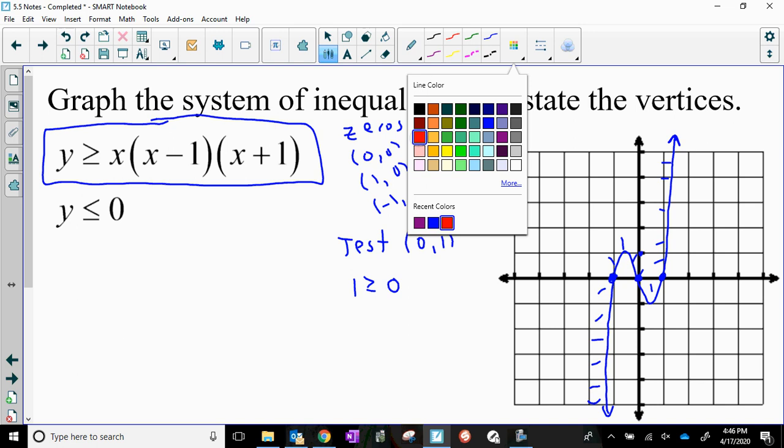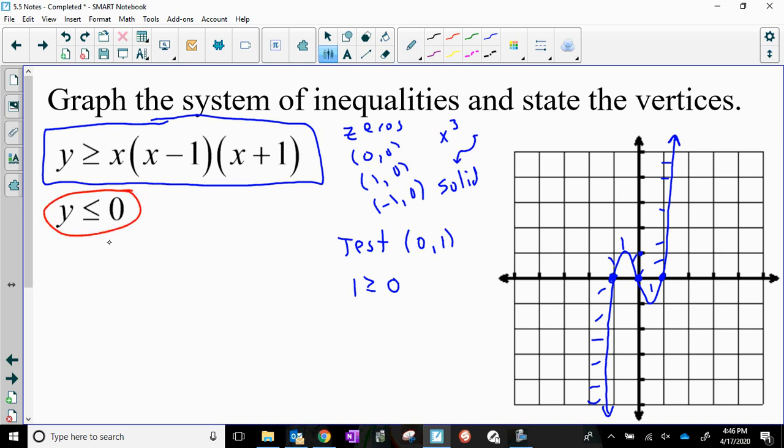And then I graph the other inequality, which is very quick and easy. It's a horizontal line. In fact, y is less than or equal to 0 means below the x-axis. It is also going to be solid. So there's my y equals 0, and shade below.